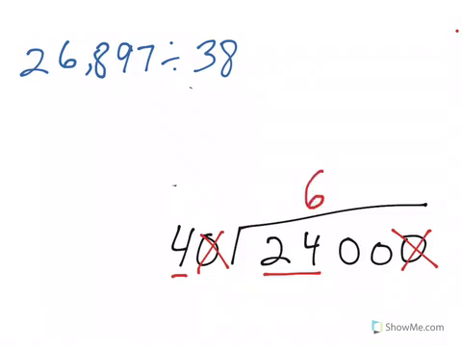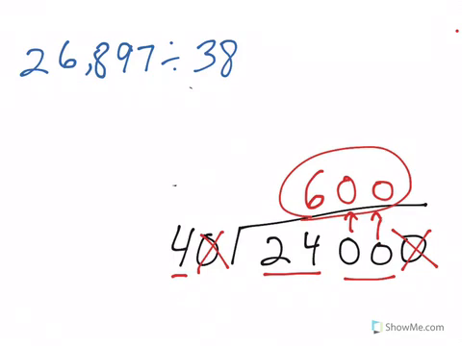Here I still have two zeros left. I'm going to bring those two up, and I'm going to end up with 600. 600 is a pretty good estimate. And I'll be honest, I'm not going to do the math on paper. I'm going to actually calculate this with a calculator.